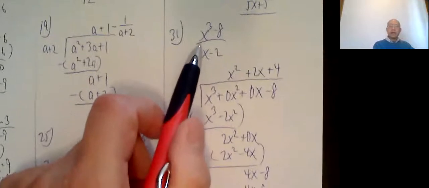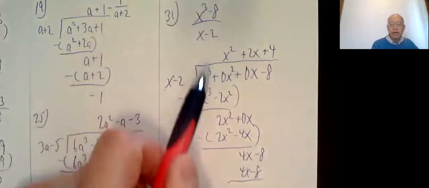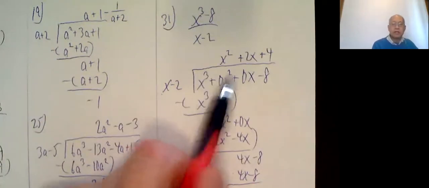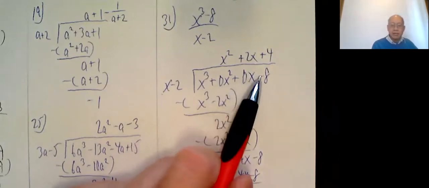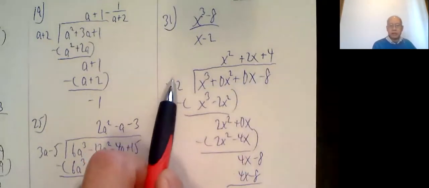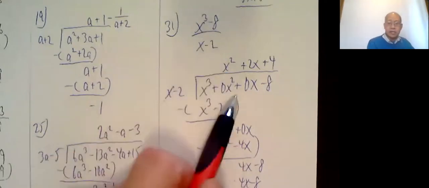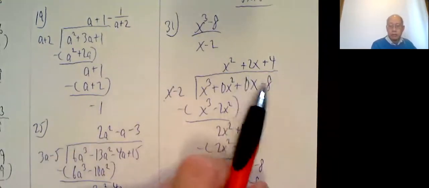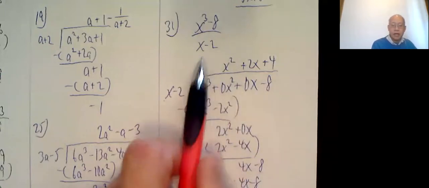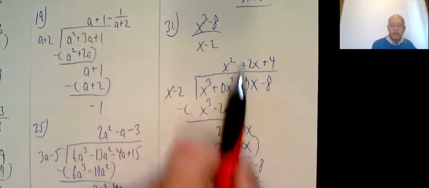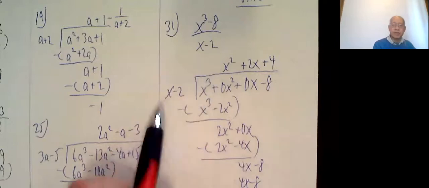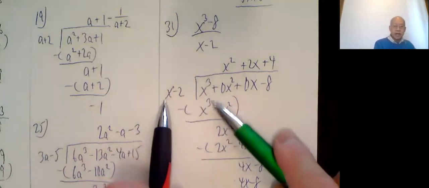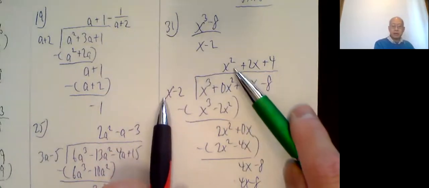31, x cubed minus 8. Right, I have to go x cubed plus 0x squared plus 0x minus 8. Otherwise, everything else is the same. Okay, so if anything's missing, count it as a 0. Okay, so this is units or numbers, x's, x squared, x cubed. In arithmetic, we said ones, tens, hundreds, thousands, and so on, right? Okay, how do I go from x to x cubed? X squared.